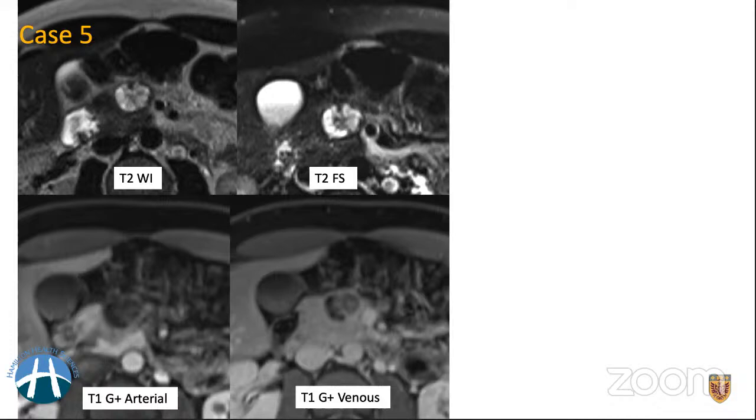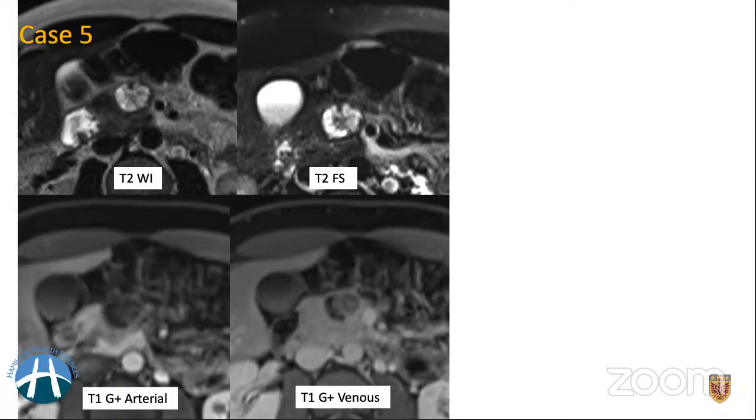The other closest differential would be an IPMN, but then you will perform your MRCP images to see if you can definitely see any communication. Again, that's not a prerequisite, but if you can see it, that is going to clinch a diagnosis of IPMN. And somebody has written IPMN, and that is really good. The other differential, which is not really common but something to remember, is solid pseudopapillary tumors. They can also have almost a similar kind of appearance.